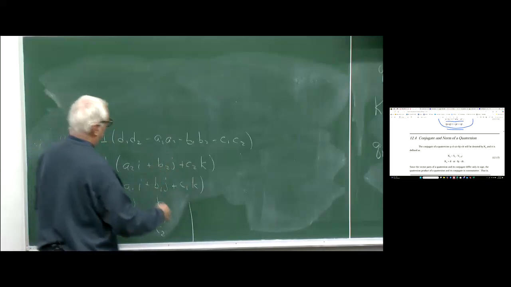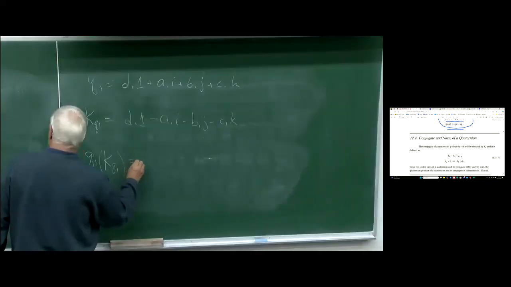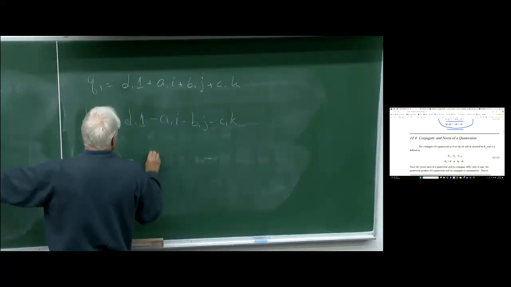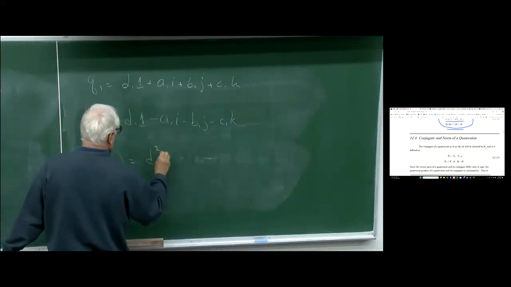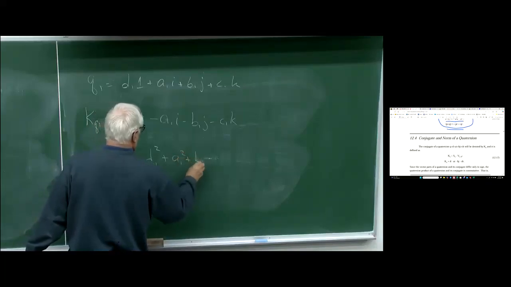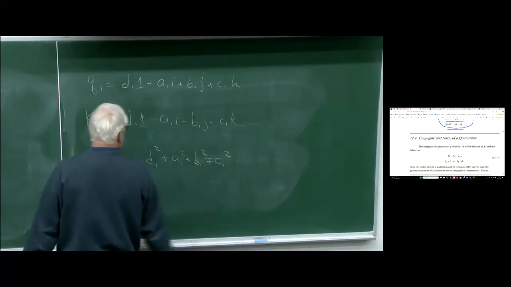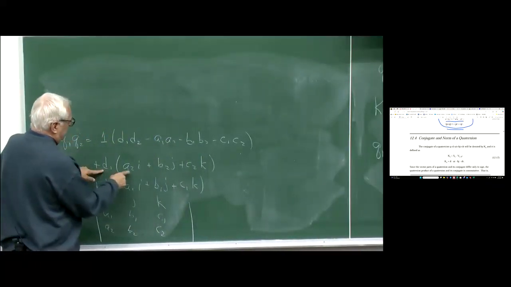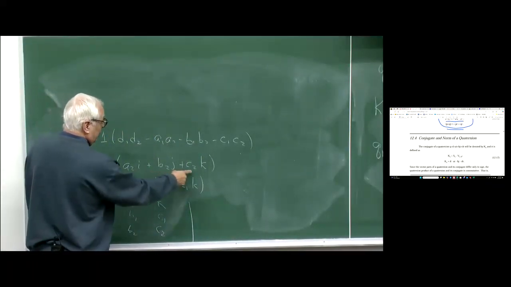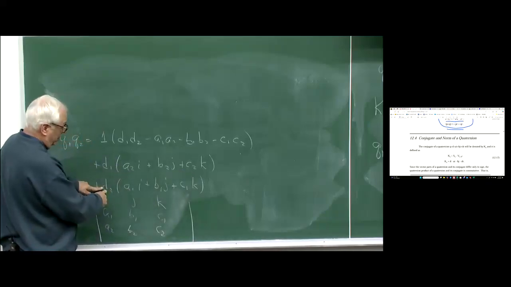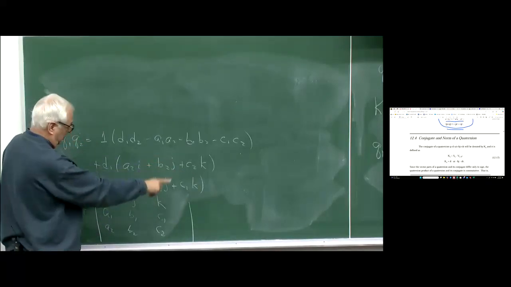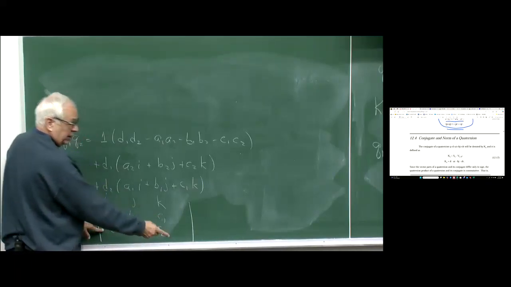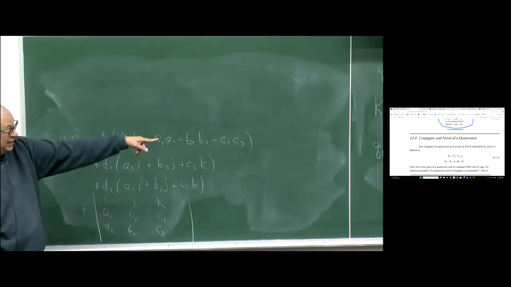So what we're going to get for the scalar part is D1 squared plus A1 squared plus B1 squared plus C1 squared. And then over here I've got negative A1, negative B1, and that's going to be D1. Those are going to cancel. And down here I've got A1, B1, C1, negative A1, negative B1, negative C1. That determinant goes to 0, so that's it.